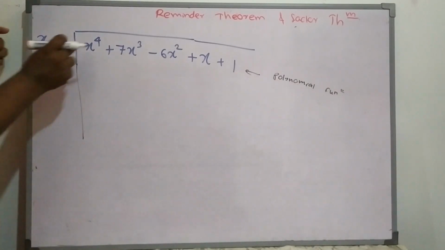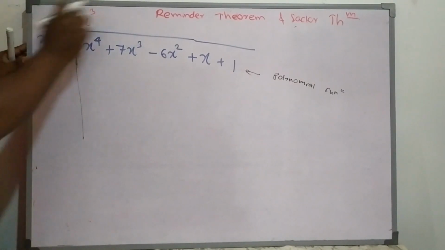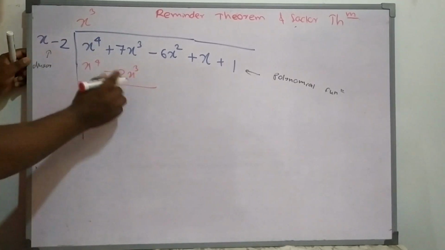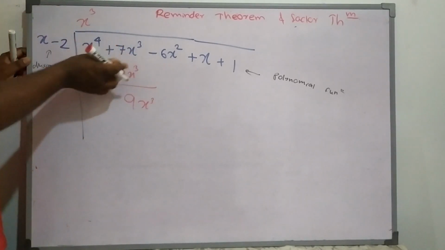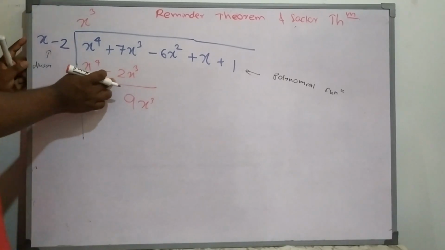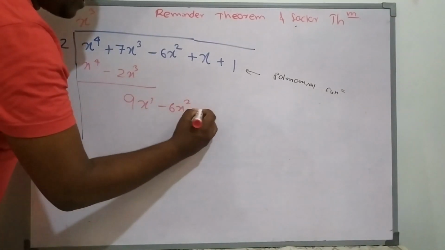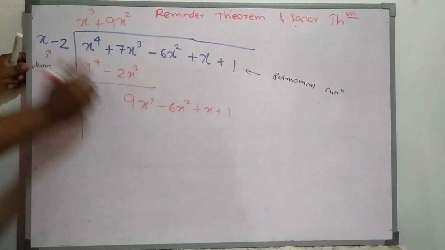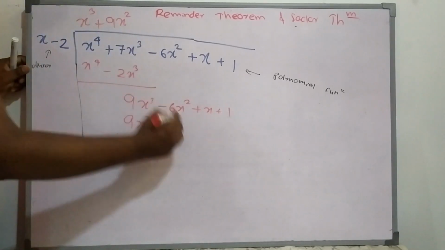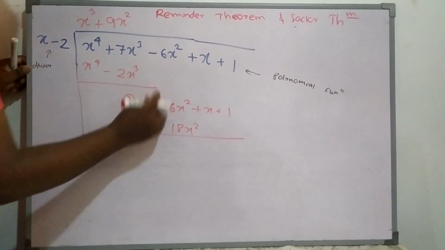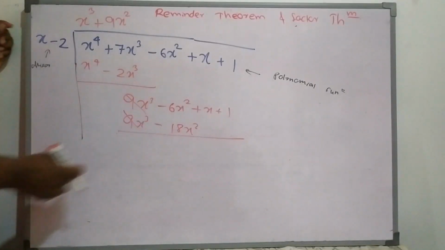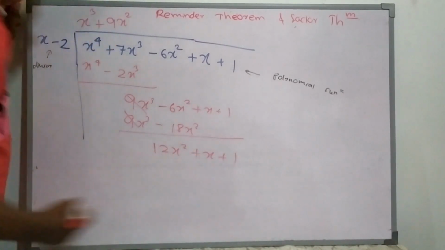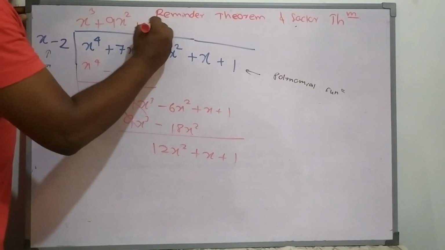Okay, let's divide it. Here x to the 4, and I'm putting x cubed, and x to the 4 minus 2x cubed. These two get cancelled, and the answer is subtracted, giving 9x cubed minus 6x squared plus 6 plus 1. I also need to put 9x squared: 9x cubed minus 18x squared. These two get cancelled, and this minus this gives 18 and 12, so 12x squared plus 6 plus 1. And also I am putting plus 12x.